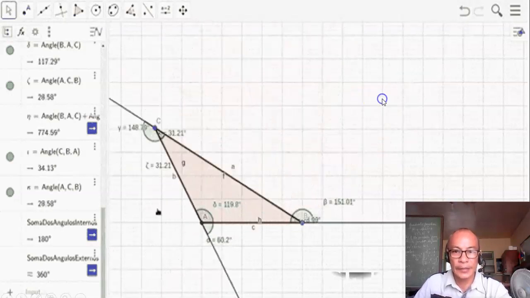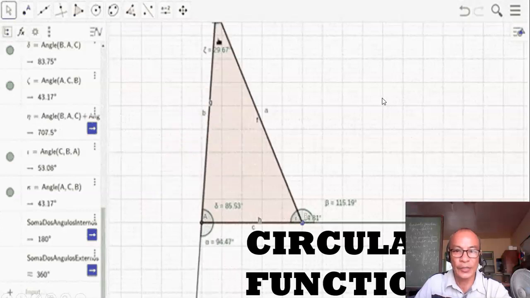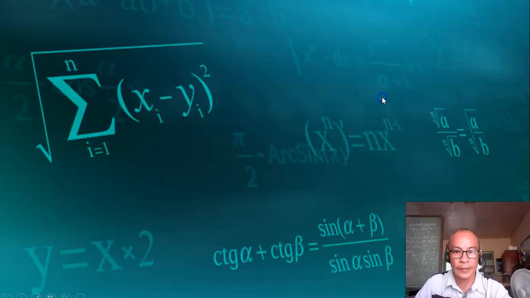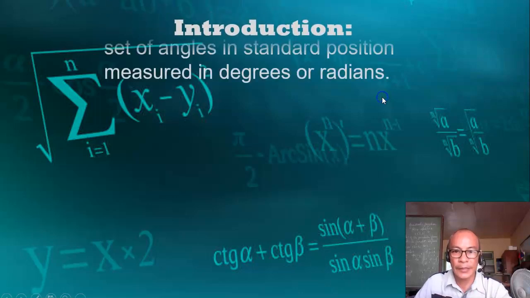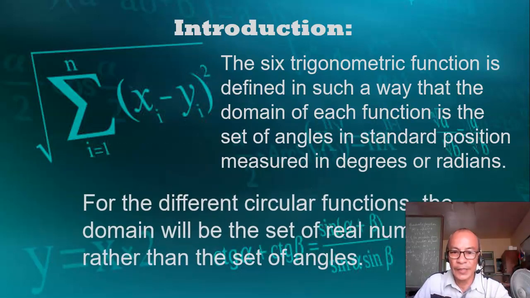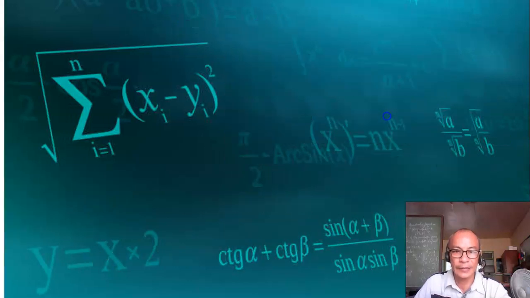So, ang i-discuss naman natin ngayon is about circular functions. As an introduction, the six trigonometric functions are defined in such a way that the domain of each function is the set of angles in a standard position measured in degrees or radians. For the different circular functions, the domain will be the set of real numbers rather than the set of angles.